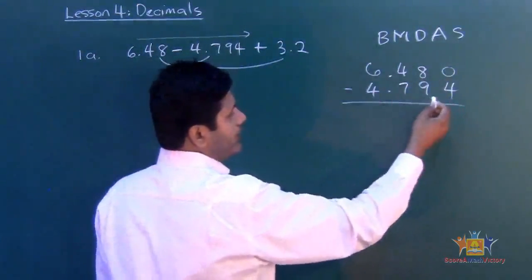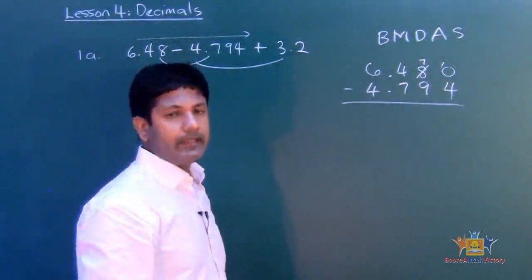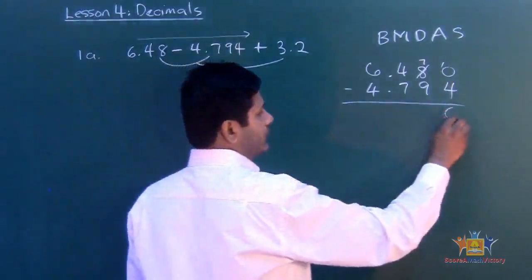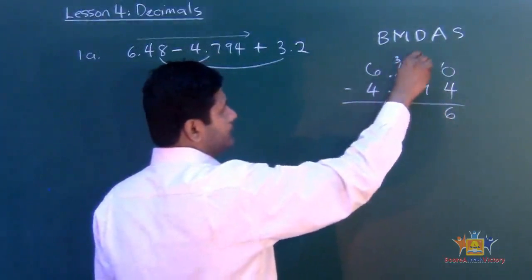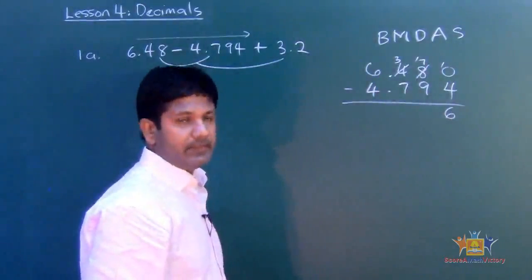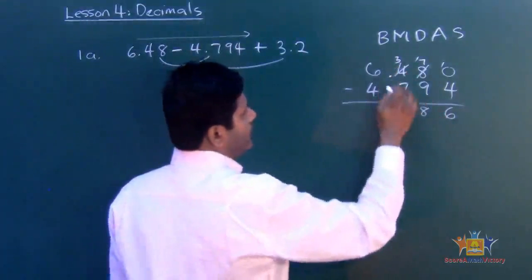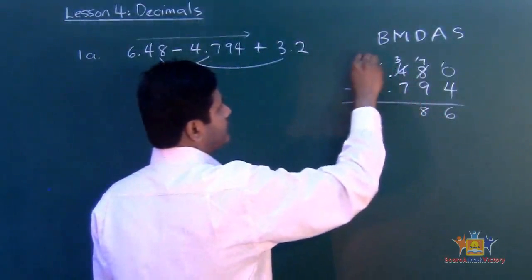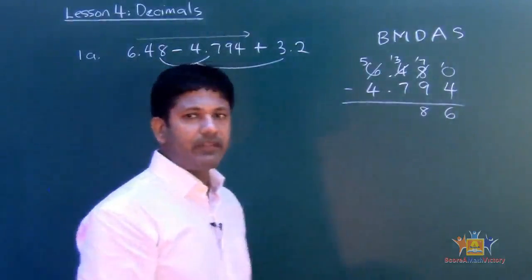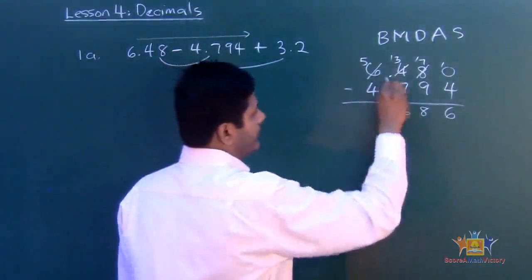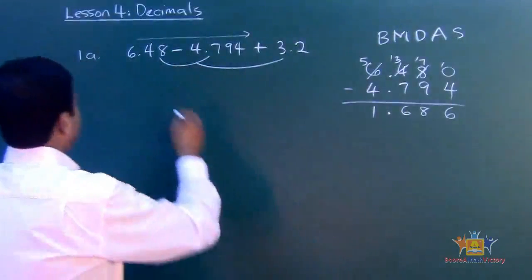0 minus 4, you cannot. So you borrow from 8. 8 becomes 7. 0 becomes 10. 10 minus 4, 6. 7 minus 9, you cannot. You borrow from 4. 4 becomes 3. 7 becomes 17. 17 minus 9, very good, 8. 3 minus 7, you cannot, so borrow from 6. 6 becomes 5. 3 becomes 13. 13 minus 7, 6. Very good. And then you bring the decimal straight down. 5 minus 4 is 1. So you completed this part.